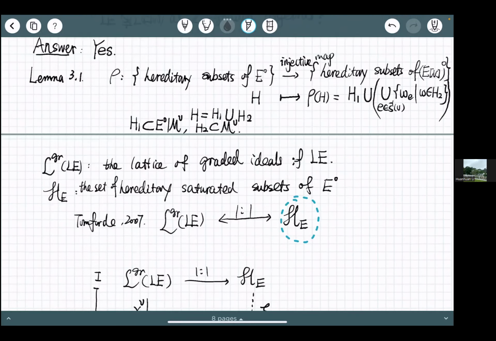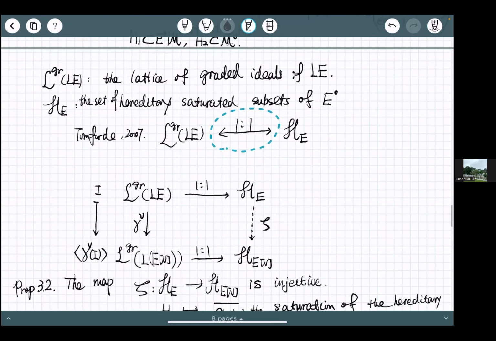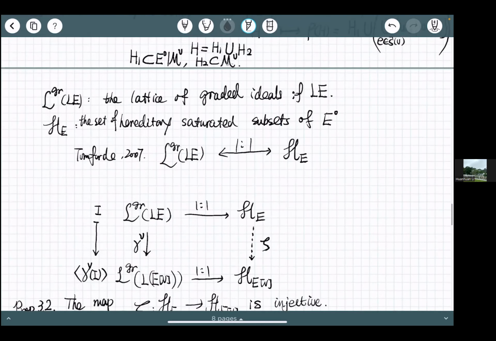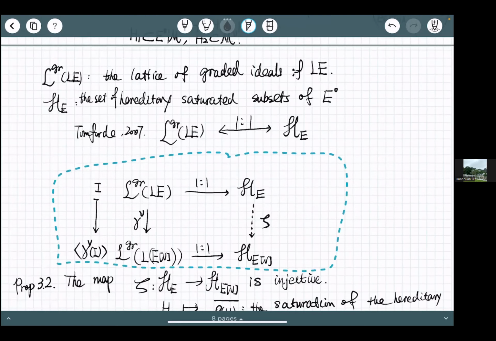Let's recall that. For the notation, LGR(LE) is the lattice of graded ideals of LE, and HE is the set of hereditary saturated subsets of E0. Tomforde gives this one-to-one correspondence, and he wrote down these maps already. Our aim is to define a map between HE and HEV. We use this diagram to define the map zeta.